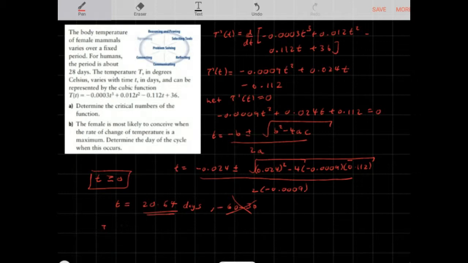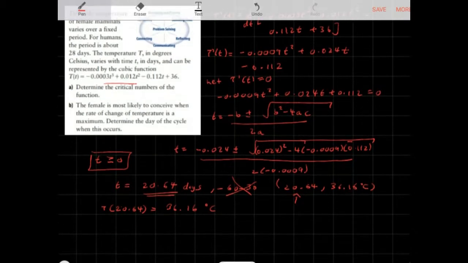I'm going to plug this into my original function, T(20.64), and this gives me approximately 36.16 degrees Celsius. This tells us that at the 20.64 day mark, the temperature is going to be 36.16 degrees Celsius. We know that this point is an extremum, we just don't know if it's a minimum or maximum.